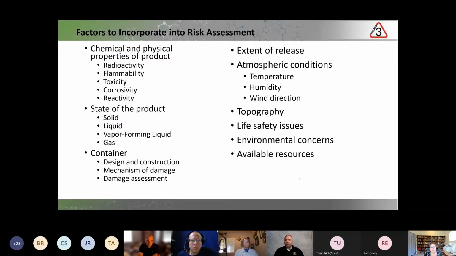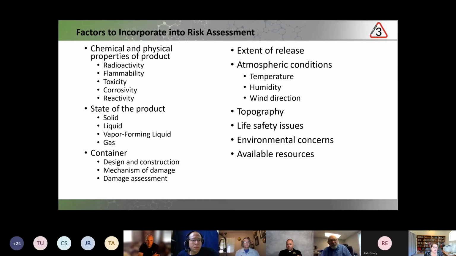But when we're doing our risk assessment, the things that we need to consider that are going to affect our control zone size and shape and the changing of it are going to be the chemical and physical properties of the product, if known. So we're going to measure all of these things, right? Radioactivity, flammability, toxicity, corrosivity, reactivity, all things that we can figure out pretty quickly. The state of the product: is it a solid? Is it a liquid? If it's a liquid, is it vapor forming or non-vapor forming? Or is it a gas?